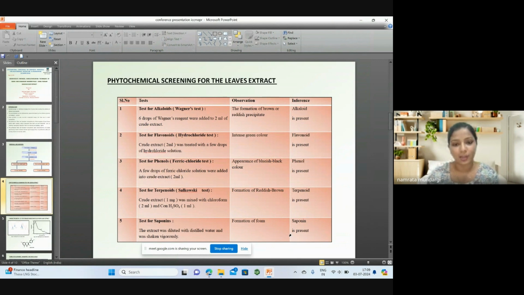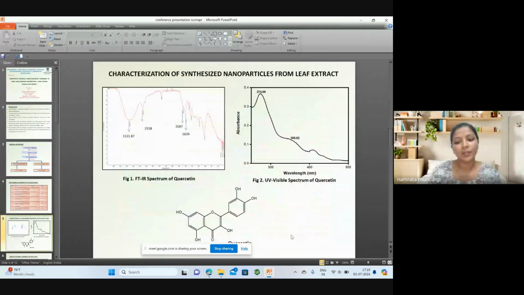For the test of flavonoids, crude extract was treated with a few drops of hydrochloric acid solution. Intense green color confirms the flavonoids are present. Test for the phenols, a few drops of ferric chloride solution were added into the crude extract. Appearance of bluish black color. And further, the test for the terpenoids and the test for saponins confirm the observation by formation of reddish brown color and the formation of foam, showing the terpenoids and the saponins are present.